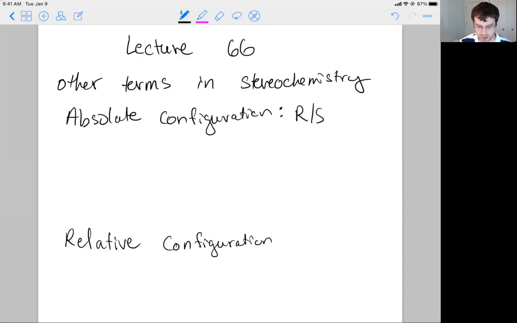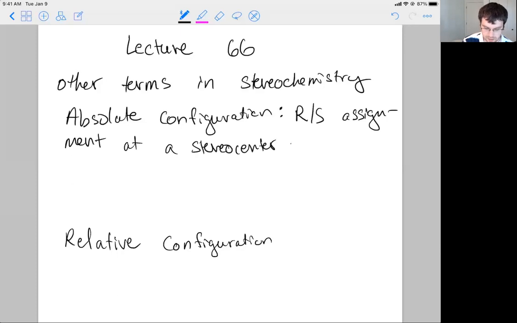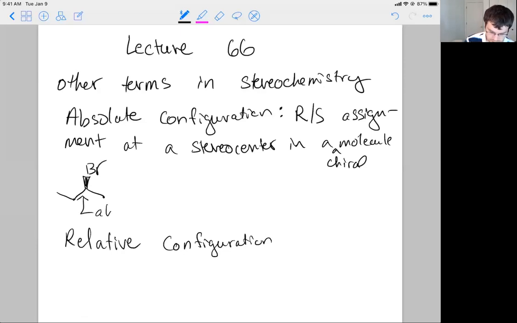This is the R or S assignment at a stereocenter in a molecule, and that molecule needs to be chiral. So if I gave you this molecule, we would say the absolute configuration of this molecule at its lone stereocenter is, well, let's see, 1, 2, 3. It looks like we're going counterclockwise, so it is S. So the absolute configuration of a molecule is merely the R/S assignment. It's just an easier way of asking, what's the R/S assignment at any particular stereocenter.